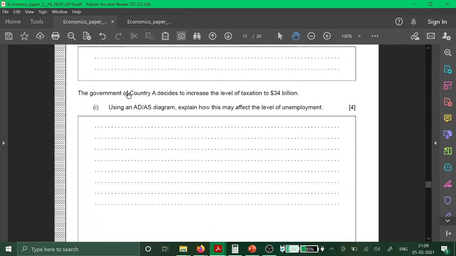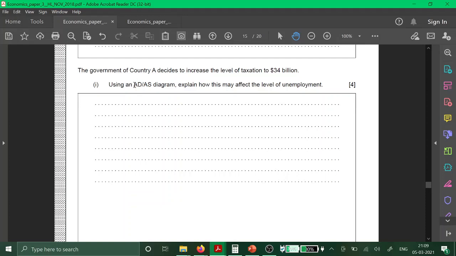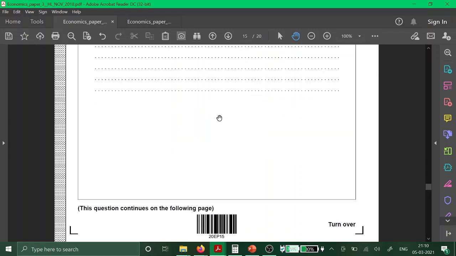Then next, the country is deciding to increase the level of taxation to 34 billion dollars. You have to use an AD-AS diagram and explain how this may affect the level of unemployment, for 4 marks. When there is more taxation, consumption reduces, which will lower the demand. So there will be a leftward shift of the demand curve. Output would reduce, and investment would also lower, and there would be an increased level of unemployment as well.